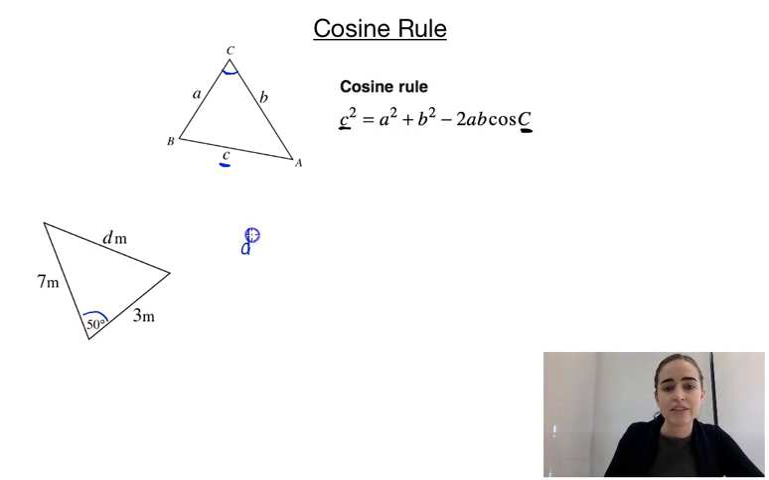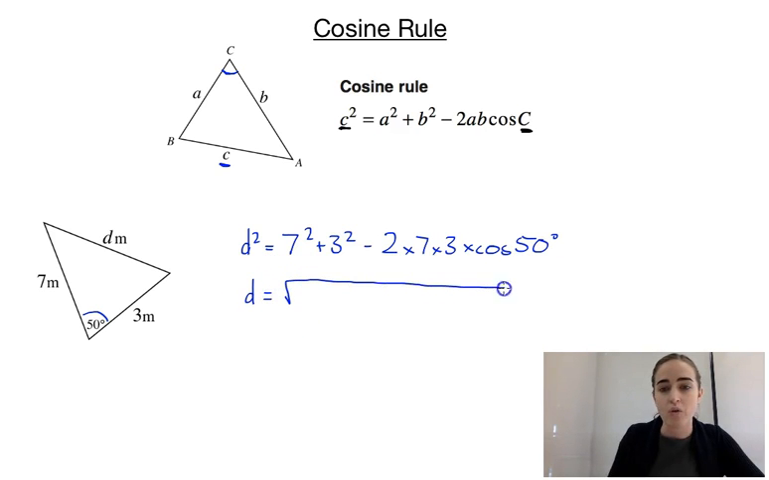So we're going to have d squared is equal to our 7 and our 3, doesn't matter which order we put them in. So 7 squared plus 3 squared minus 2 times 7 times 3 times cos of 50 degrees. Then if we want to find d, we're going to take the square root of that whole thing in brackets. You can figure this section out first and then take the square root, which is probably a good idea depending on which calculator you have. But we can just take the square root of that whole thing, and that's going to give us approximately 5.57.